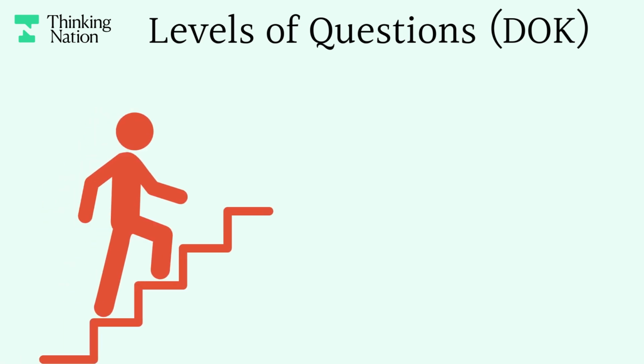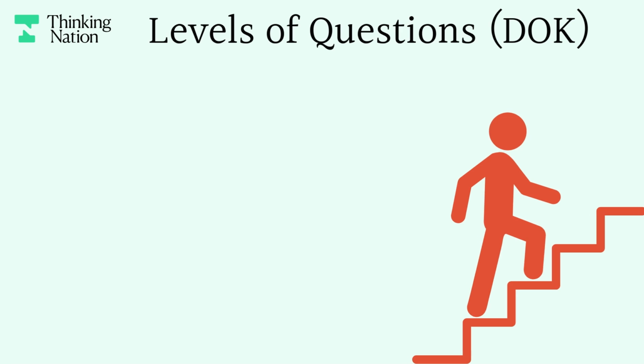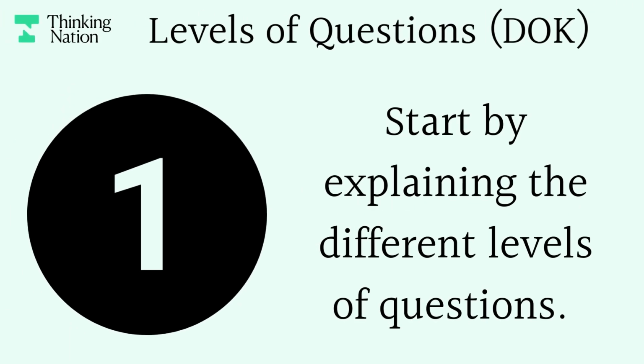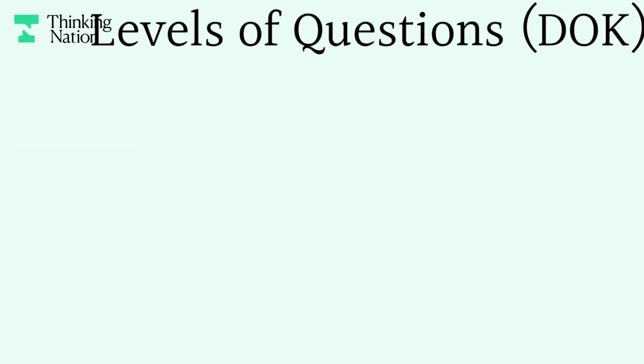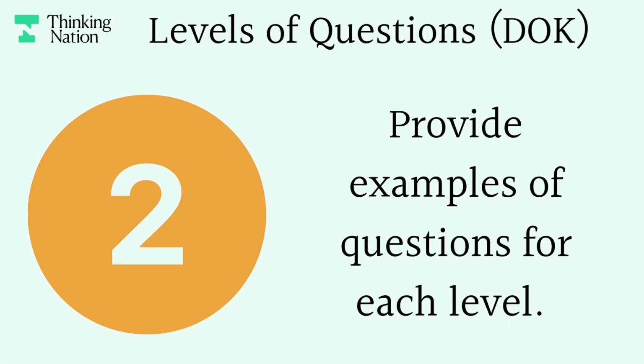Now that we have seen the 4 DOK levels, let's look at how the activity works. First, start by explaining the different levels of questions to the students. Each level requires increasingly deeper thinking and analysis. Go through this with the students. 2, provide examples of questions for each level. It is often very helpful to go through the first level of questions activity with the students to model the thinking that is required at each level and to provide examples.